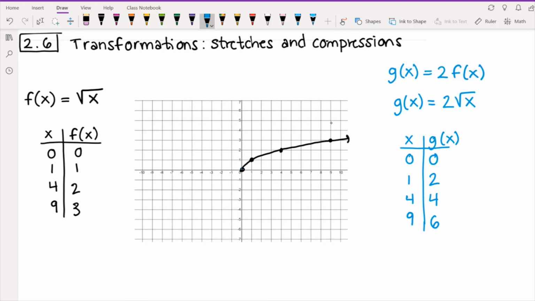So now we can plot these new points. So we still have 0, 0. Now we have 1, 2. Now we have 4, 4. And then we have 9, 6.